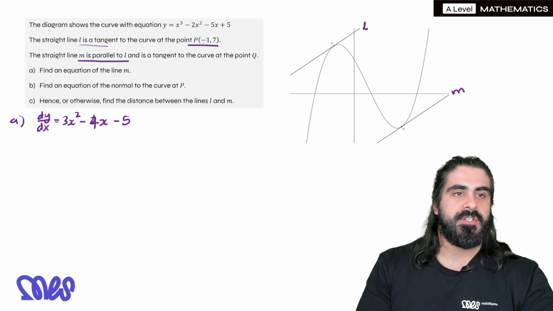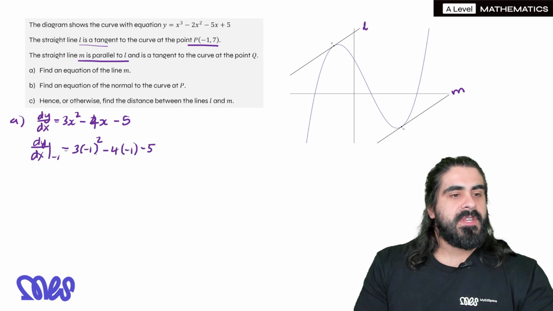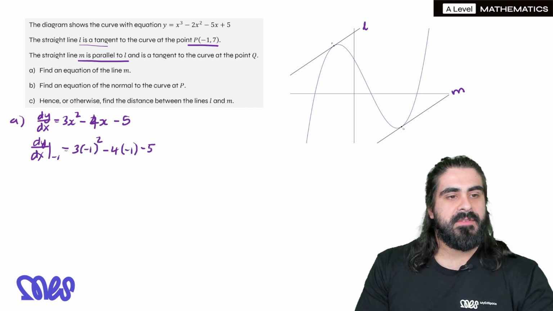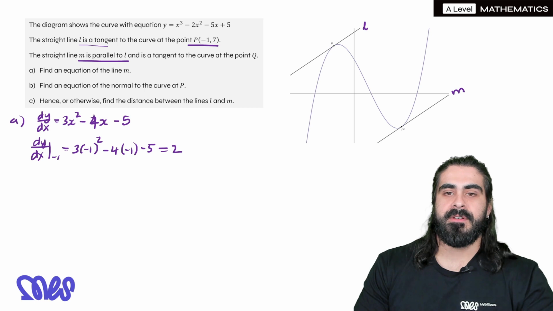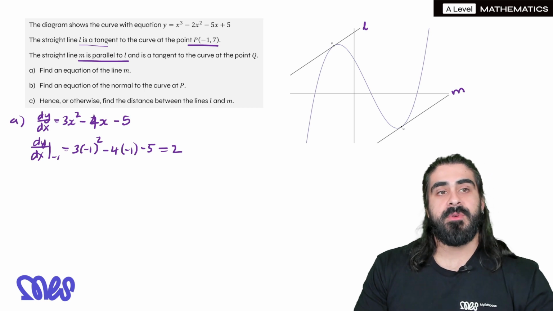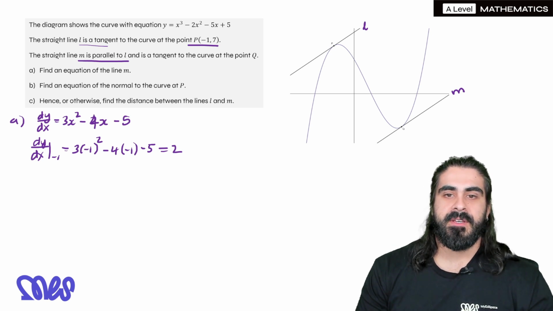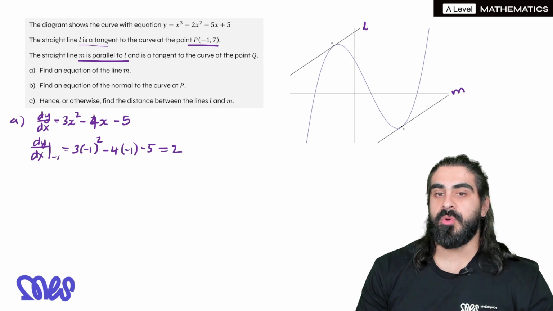Now we need to substitute in minus 1. The x value here is minus 1. And what does that give us? That gives us 3 plus 4 is 7, minus 5 is 2. So the gradient of L is 2, which means the gradient of M is 2. The only thing we don't have about M is, well, whatever the coordinates of Q are.